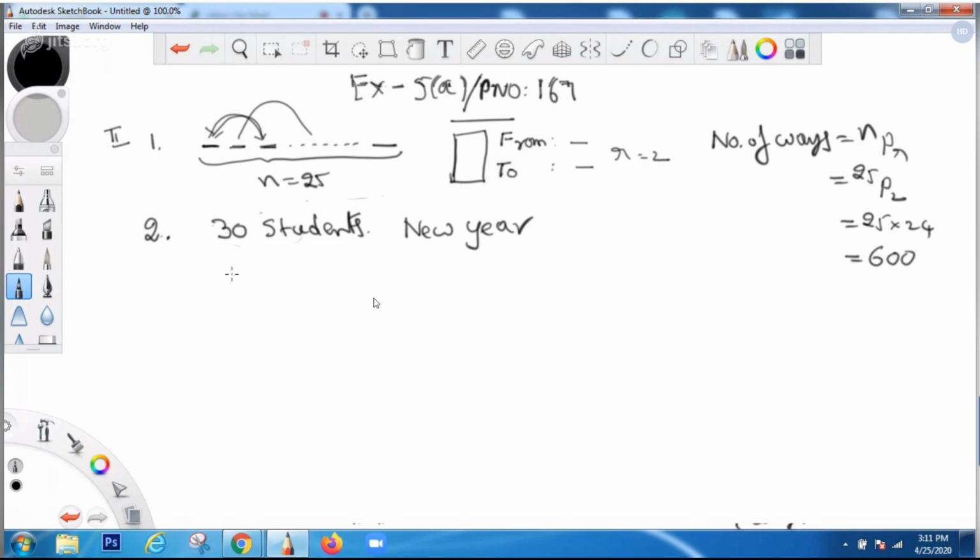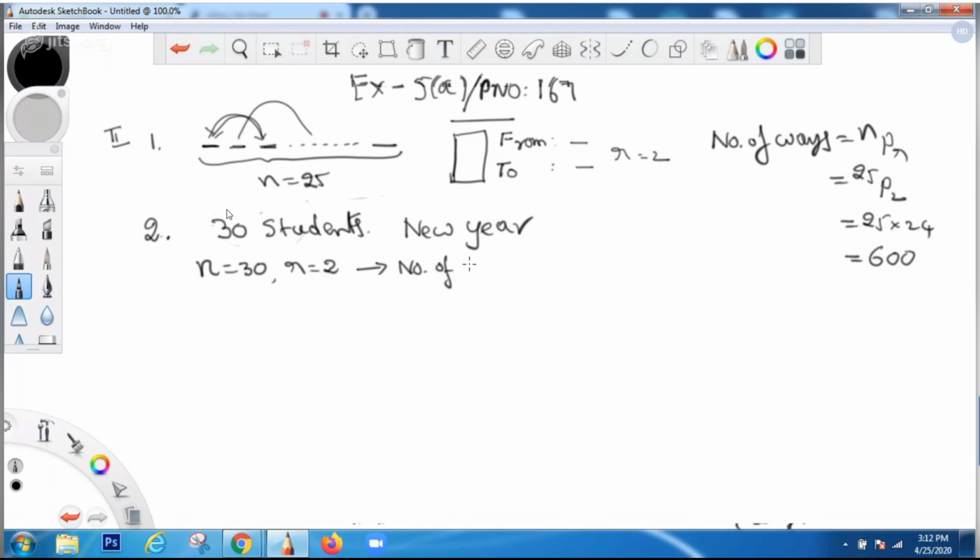A greeting card is being exchanged between how many students at a time? Two only. Good. Therefore, it will be done between these 30 students only, because 30 are the only students given to us. Hence, n is equal to 30 and r is equal to 2.